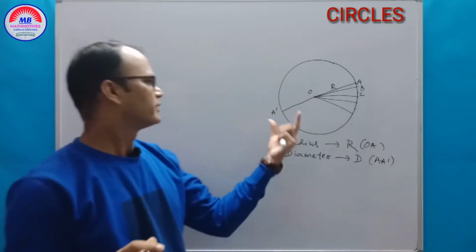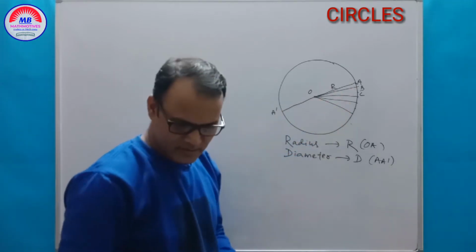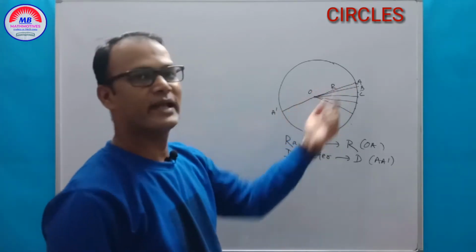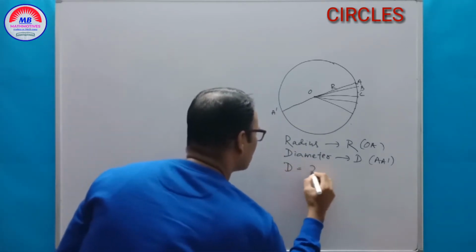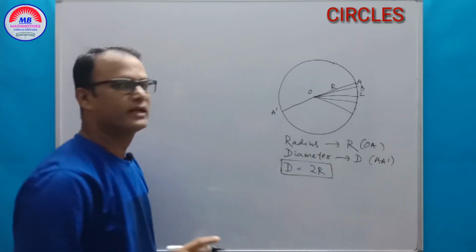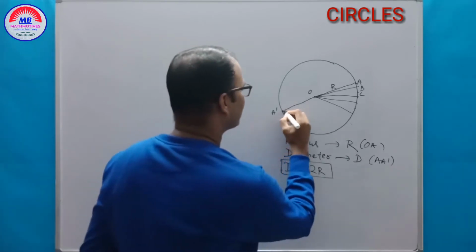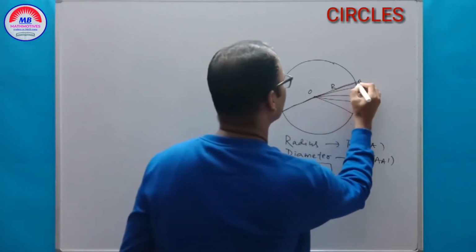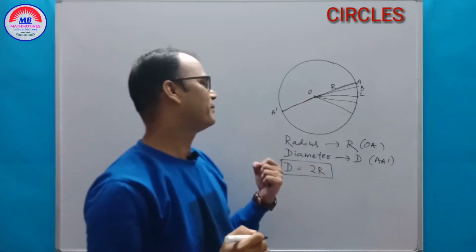So tell me, what is the relationship between a radius and a diameter? Diameter D is equal to 2 into R. That means twice the radius is the diameter. You see, this is the line segment touching 2 points and passing through the center, so it is called the diameter.